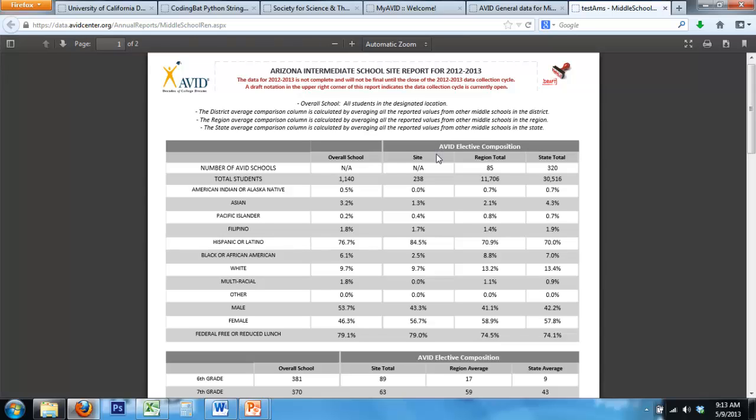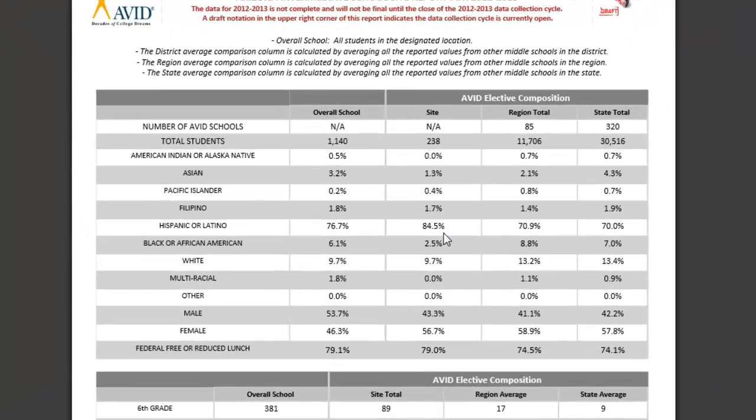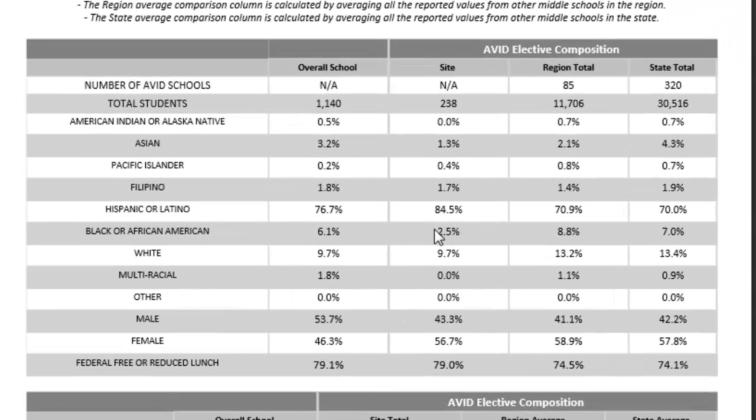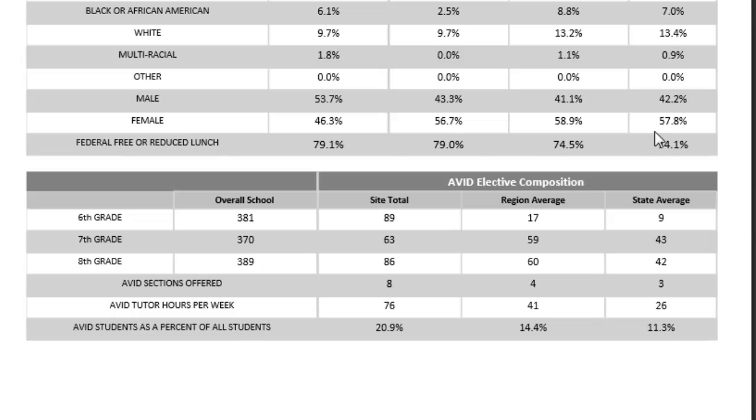The first thing I look at is the demographics. I want to make sure that the AVID demographics match or are more diverse than the overall school demographics. For example, at this school, 85% of AVID students are Hispanic, and in the school, 77% of students are Hispanic. So that's how we would like to see it. You can also see the percentage of students who are free and reduced price lunch.